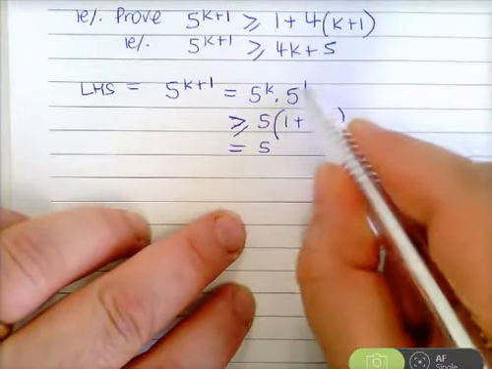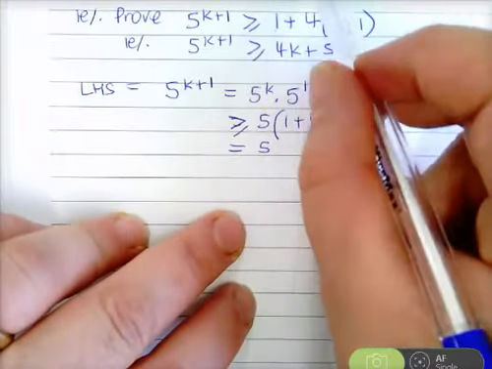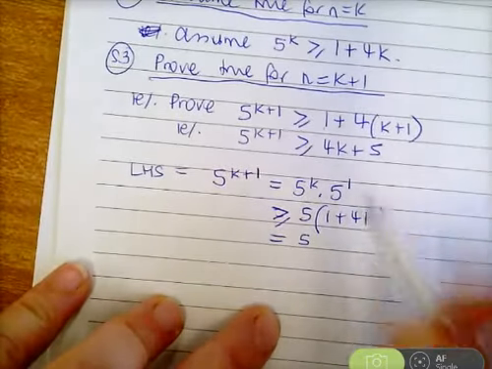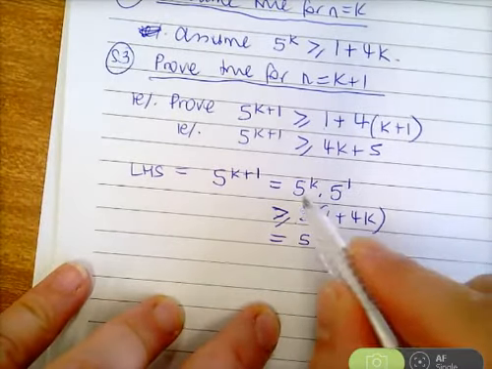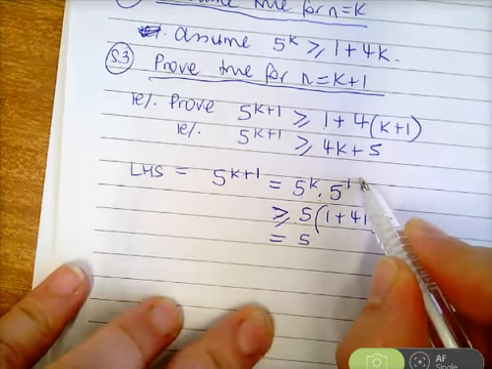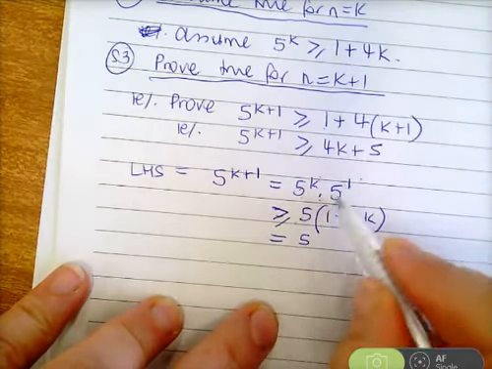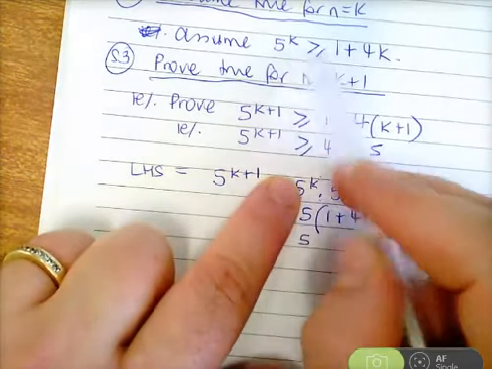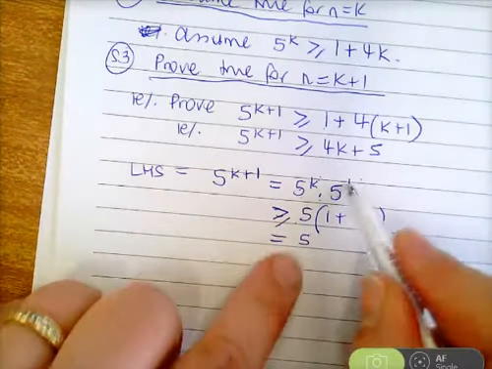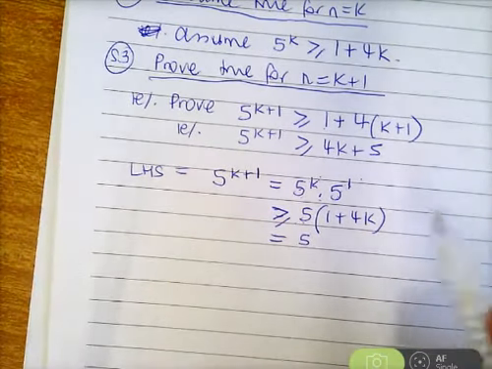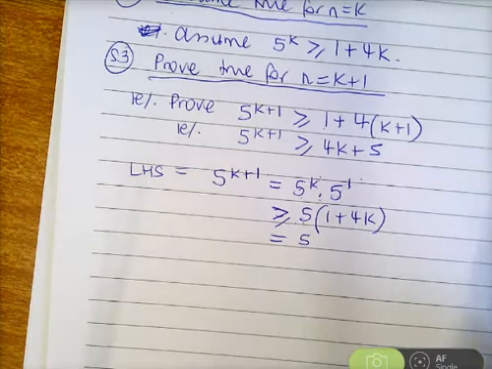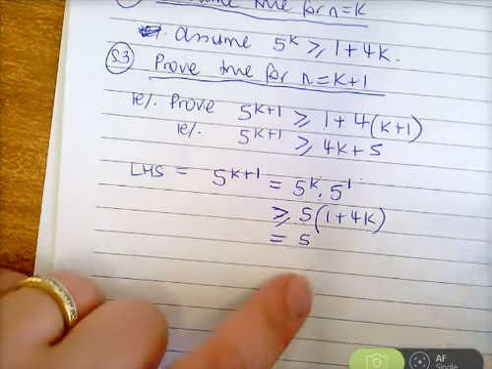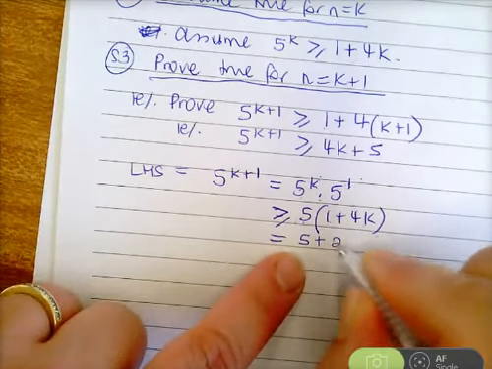times 5 to the 1. Now, we know that 5 to the k is greater than 1 plus 4k. 5 to the k plus 1 equals 5 to the k times 5 to the 1. You okay with that? I'd like to put this 5 in front, because when you've got a number outside brackets, it's nice to have the number in front of the bracket as opposed to behind it. So that 5 is greater than or equal to 1 plus 4k, which happens to equal 1 plus 20k.